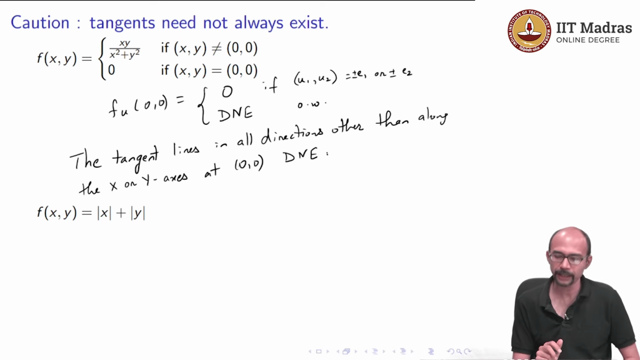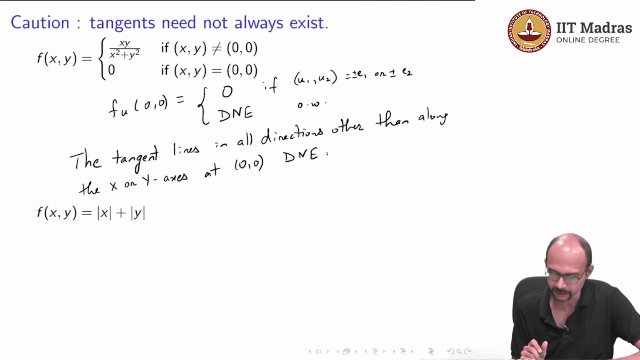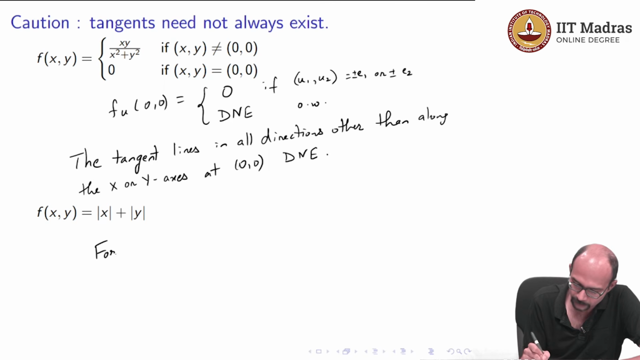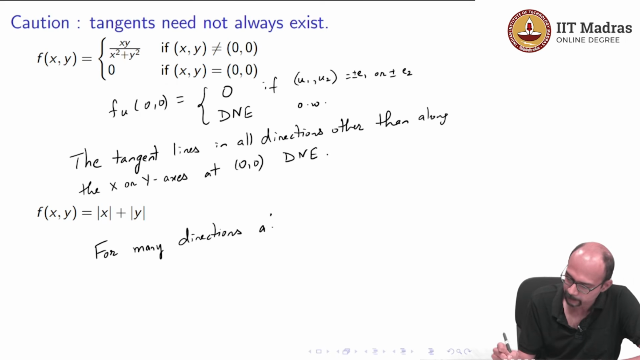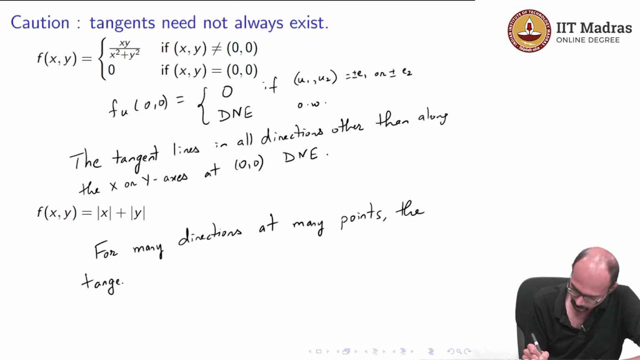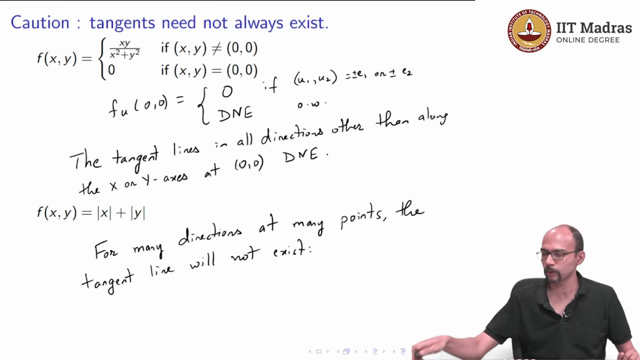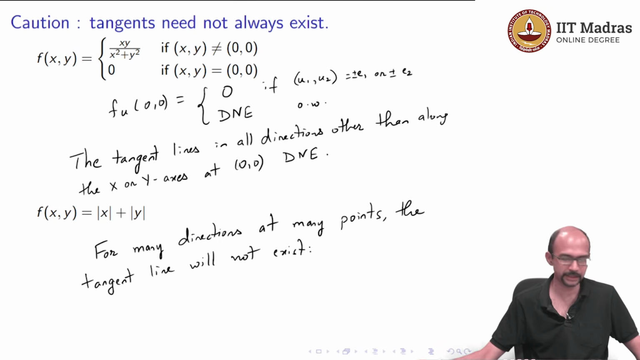Okay, let us look at the function mod x plus mod y. This is maybe even crazier, and here it is not going to exist for many directions. So, for many directions at many points, the tangent line will not exist. I will suggest you do the algebra yourself, but instead we look at a picture of this graph, and I think you will appreciate what I mean.